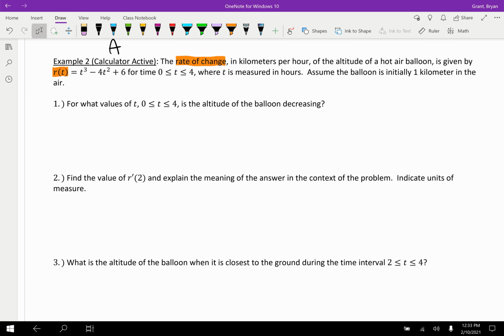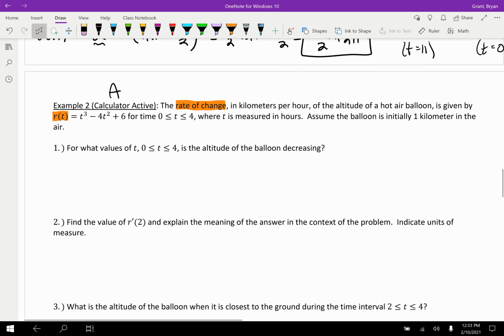Example 2. The rate of change, which we should know is our fancy name for the velocity or maybe the derivative, in kilometers per hour of the altitude of a hot air balloon, is given by that equation over the time interval from 0 to 4, where t is measured in hours.